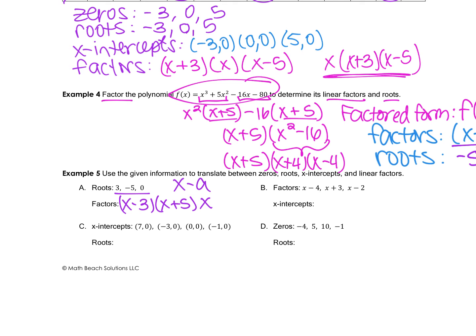Okay, so part B. We're given the factors this time. We want to find the x-intercepts. So x-intercepts, don't forget, we want the x value and the y, which is 0. So it's the opposite of your factors. That would be 4, 0, negative 3, 0, and 2, 0.